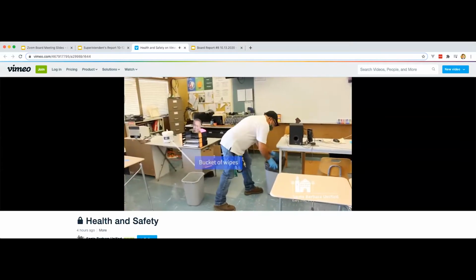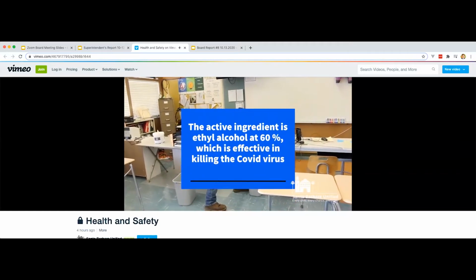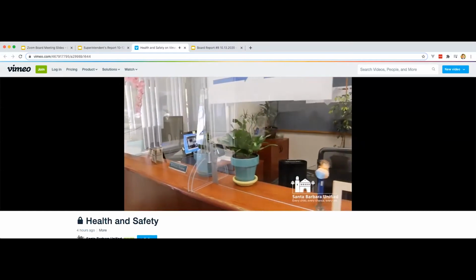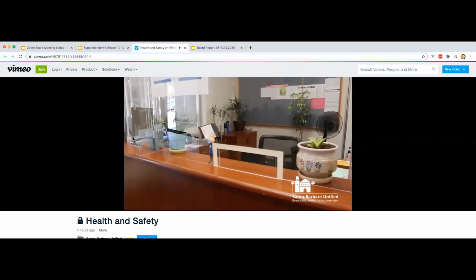Buckets of wipes are provided for every classroom. The active ingredient is ethyl alcohol at 60%, which is effective in killing the coronavirus. In addition to face shields, plexiglass shields are provided for staff who have public-facing positions.